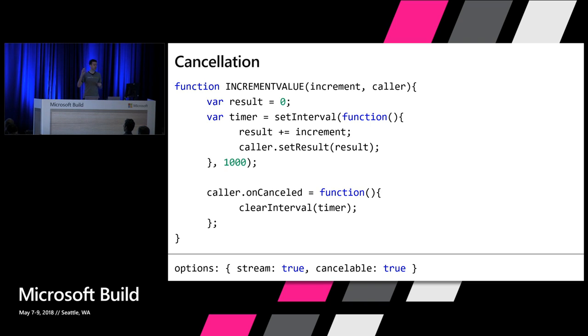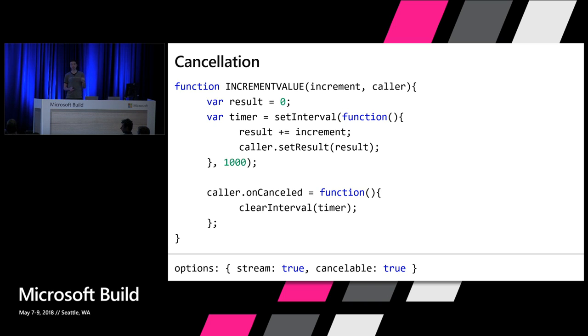And you can see, again, using that caller object that's passed as the final parameter in your function, it has an onCanceled property. And I've implemented that to just clear the timer. So it frees up the memory inside your function every time that function is canceled.